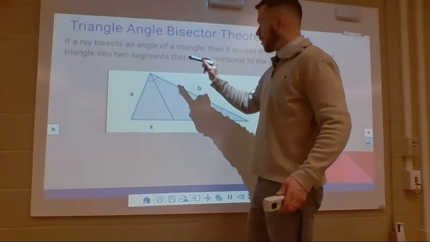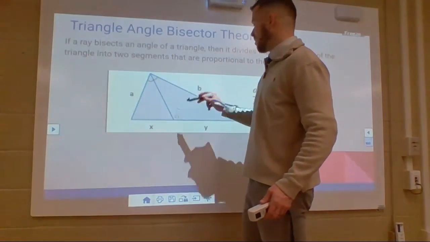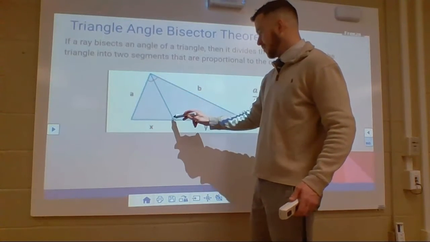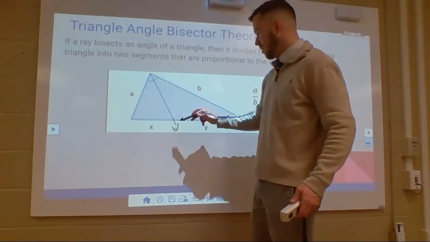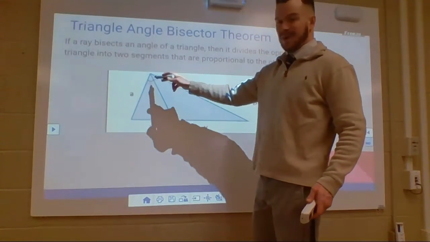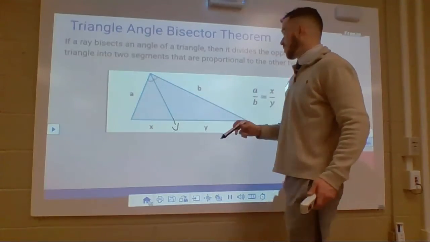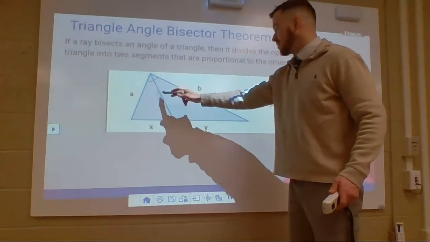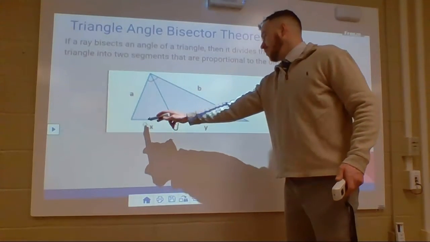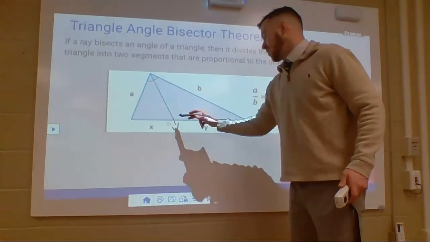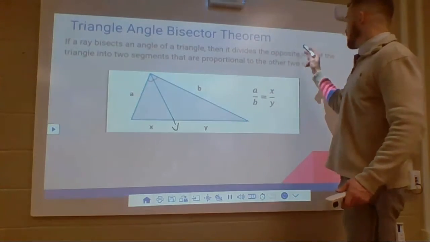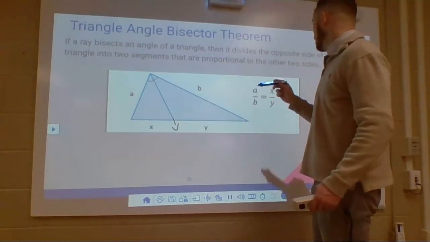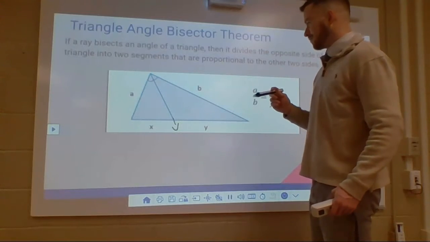So we've got a ray bisecting an angle of a triangle. Actually, in this case, this is not a ray. I can keep it going. It just looks like a segment, but we can keep it going. We can make it a ray if we want. All right. The point is, it's bisecting one of the angles of that triangle. So then it's going to divide the opposite side. So here's the opposite side. So we see it's broken up into part X and part Y. It divides the opposite side of the triangle into two segments that are proportional to the other two sides.